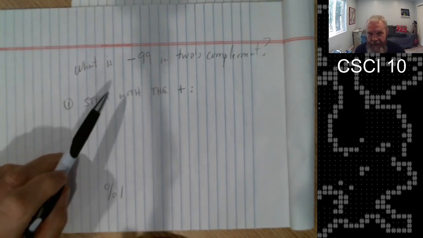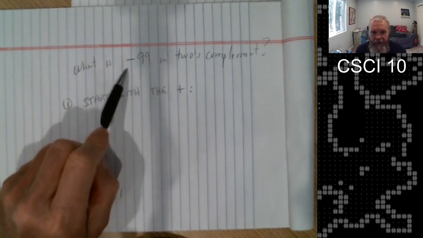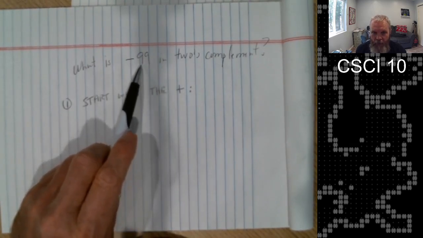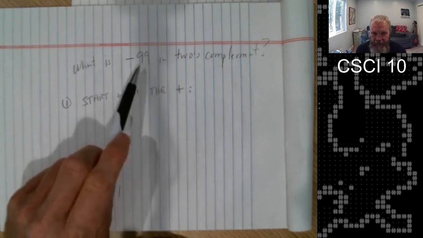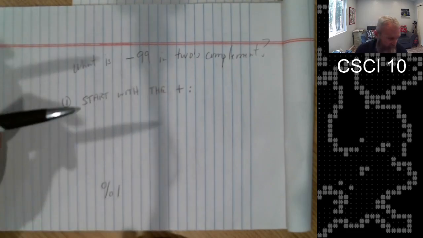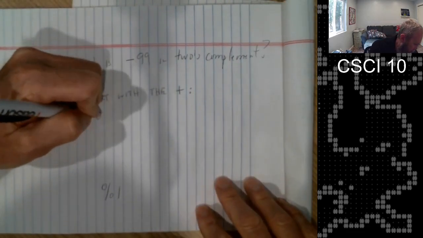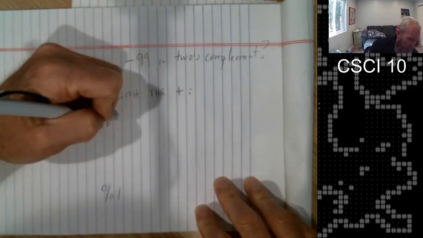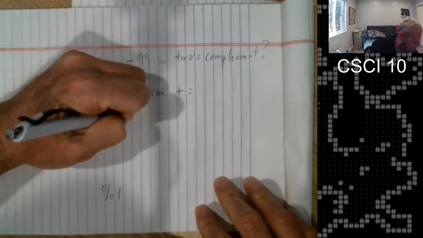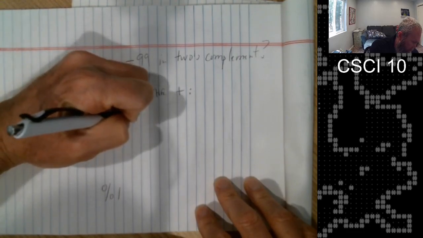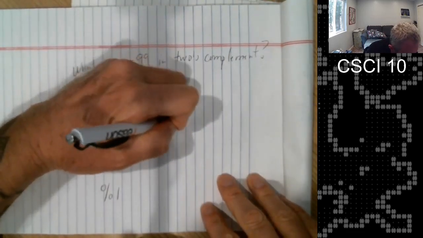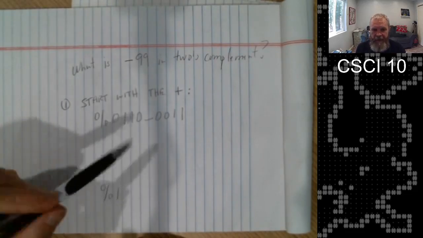The easiest way to figure out what is -99 in 2's complement is to start with the positive version of it. So what's positive 99? That's relatively easy to do. So always start with the positive one. Positive 99 looks like 64 and a 32. No 16. 64 and 32 is 96, so I owe it 3 more. All right, so there's positive 99.